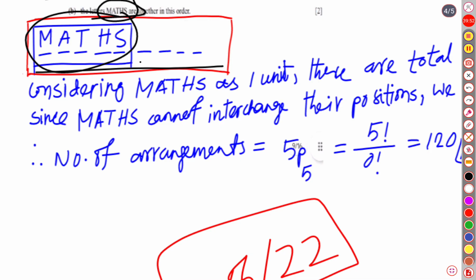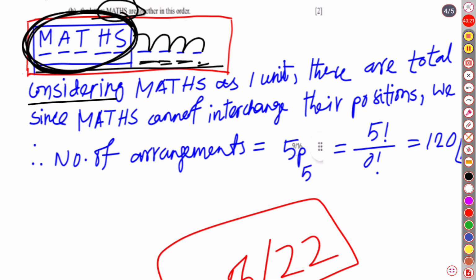So how many are left? 1, 2, 3, 4. There are 4 places left, and the whole of MATHS is also 1 unit. We cannot ignore this, because MATHS can be at the first position or second or third or fourth or fifth. Altogether they can change their position. So all of them are 1 unit. Okay, and there are remaining 4 left, so total 5 units. First, these 5 units we will just arrange in 5 factorial ways.